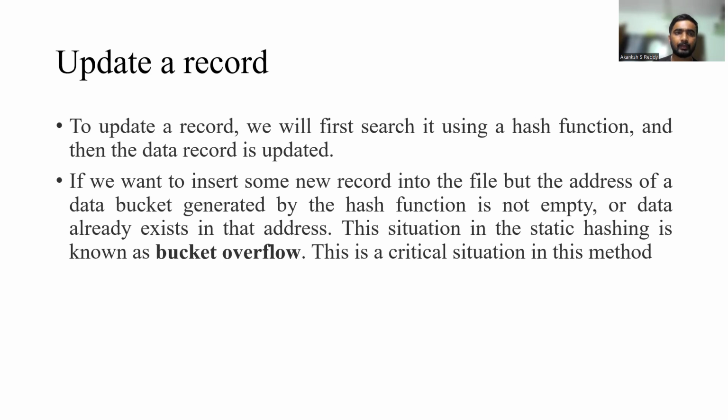Update a record. To update a record, we'll first search for it using a hash function and then the record is updated. If you want to insert a new record into the file, but the address of a data bucket generated by the hash function is not empty, or the data already exists at that address, this situation in static hashing is known as bucket overflow. This is a crucial situation in this method.